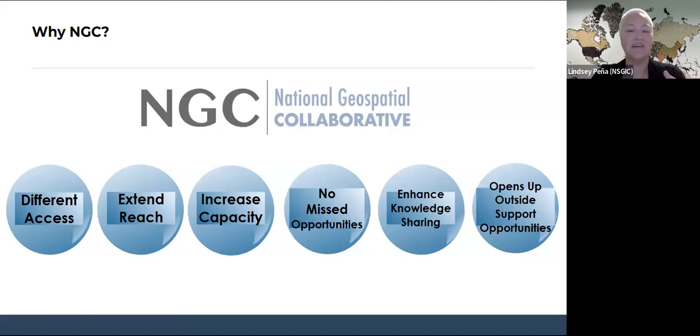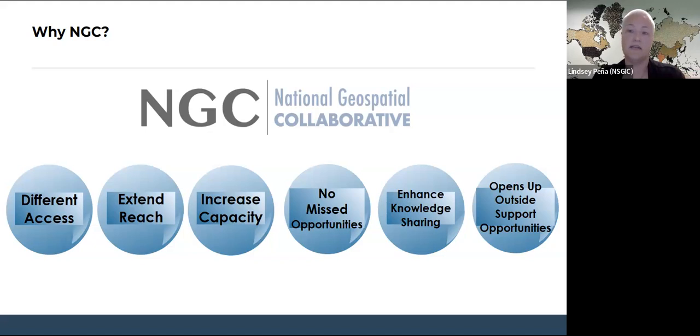So I like to look at these as different opportunities by having both organizations working together and by having both different types of structures. These are some of the benefits. So ultimately, different access. So going back to that last slide, C6, C3, they're able to do different things with those specific purposes. Creating NGC gives us an opportunity to extend the reach.